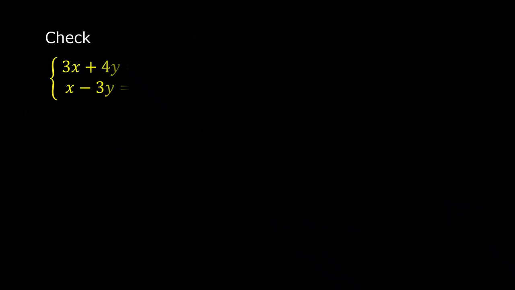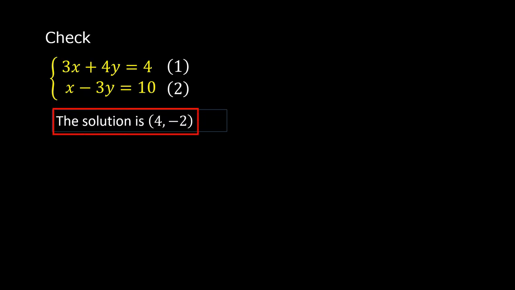Let us check. This is the given system of linear equations. This is equation 1 and this is equation 2. This is the solution we got, 4 comma negative 2. 4 is the value of x, negative 2 is the value of y. What we are going to do is to substitute 4 for x in the first equation and also in the second equation. And then we substitute negative 2 for y in the first equation and also in the second equation.